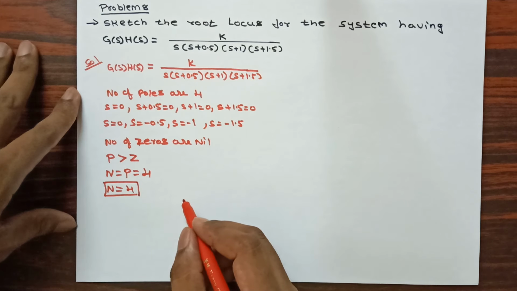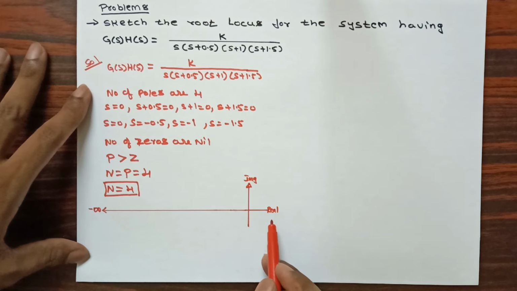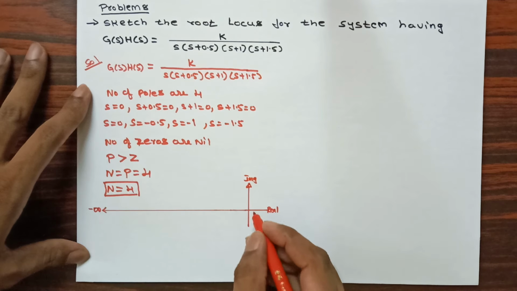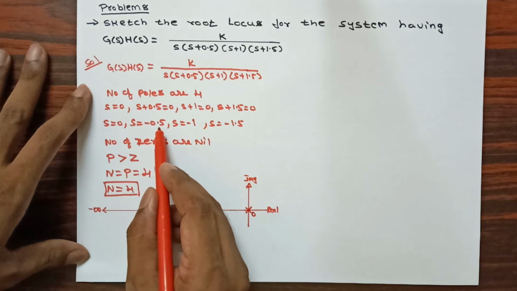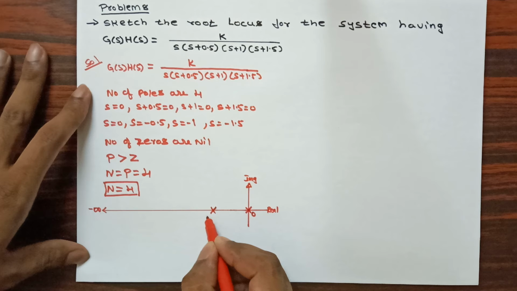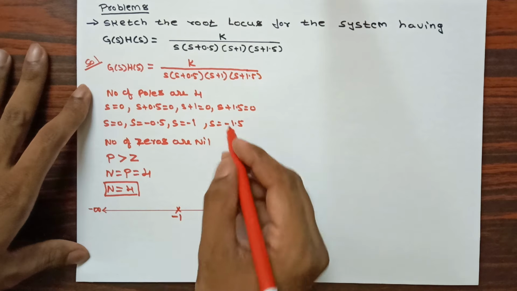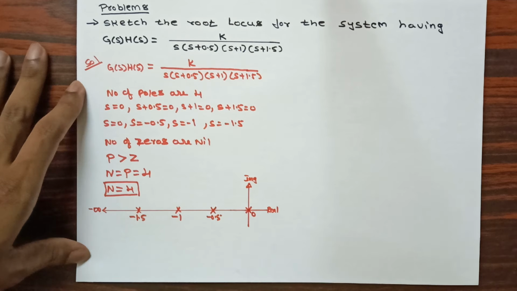Next we are going to plot the pole-zero plot and then we'll identify the root locus path in it. On this real axis we are going to consider the pole location, that is first pole location is s equal to 0, at the origin, and next pole location is minus 0.5, and the next pole location is minus 1, and next is s equal to minus 1.5. So on this real axis we are going to consider the root locus path, and we know the condition to consider the root locus path.